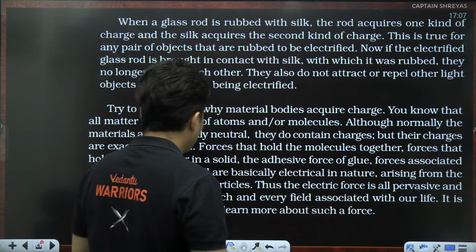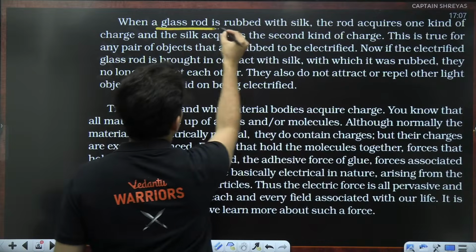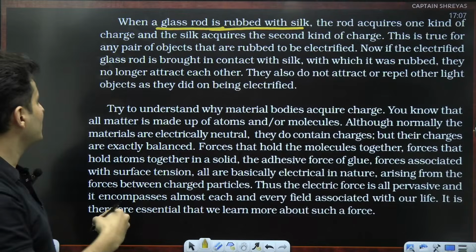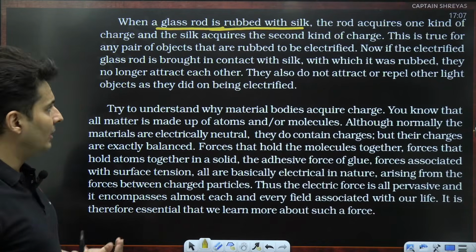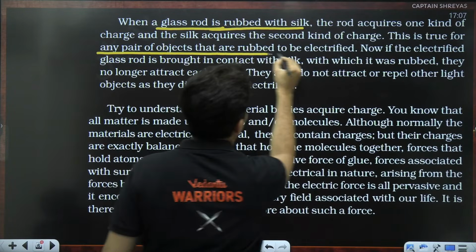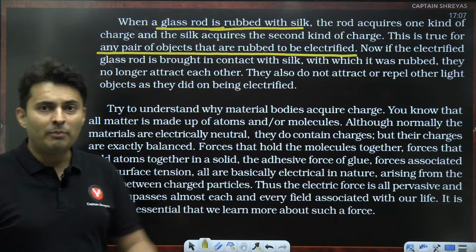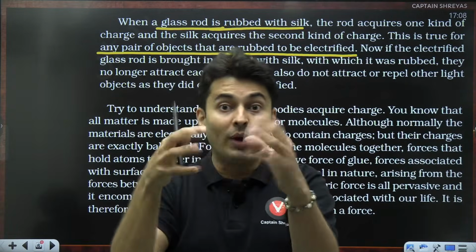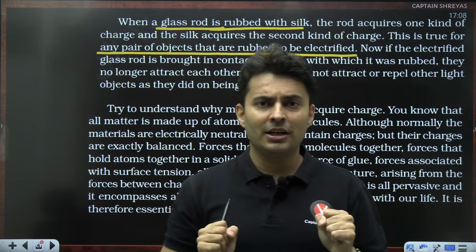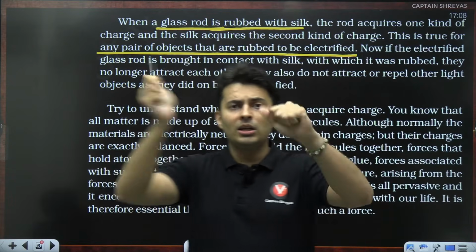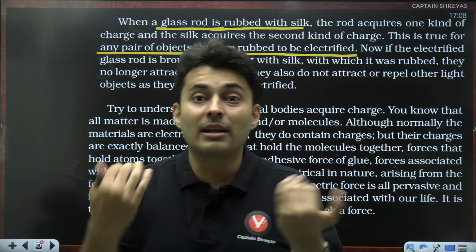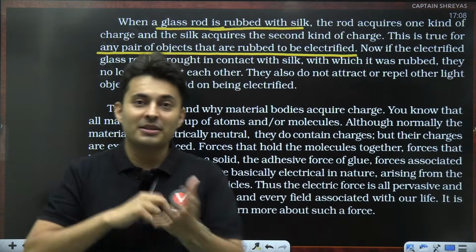So it is interesting to see that when a glass rod is rubbed with silk, the rod acquires some kind of charge, and the silk acquires another kind of charge. And this is true for any pair of objects that are rubbed to be electrified. You rub Pandu against Champa, Pandu will become one type of charge, Champa will become the other type. Pandu becomes positive, Champa becomes negative. You rub Champa on Laddu, Laddu will become negative, Champa might become positive. So they become electrified. They become charged bodies when they are rubbed.